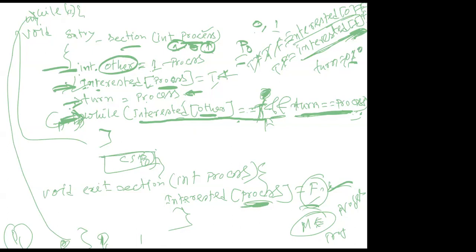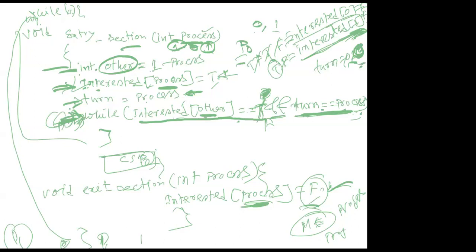While the other is interested, meaning P1 is interested, and turn equal to process, meaning this process, 0, it will execute this while loop. So P0 can enter the critical section again, because it modified the turn value to 0 and the other is also interested.